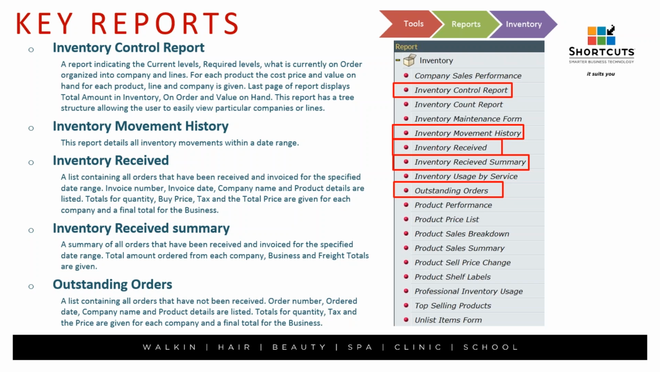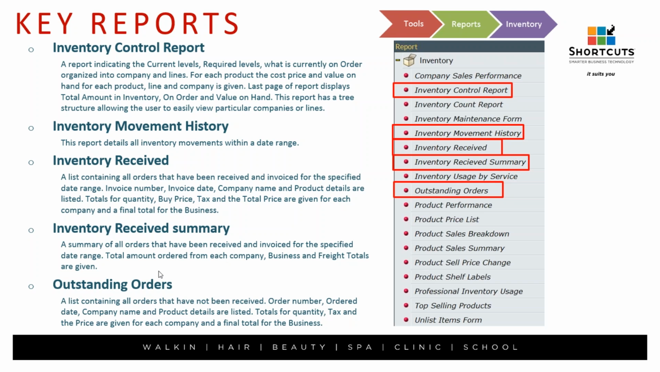The inventory movement history is a report that basically details all inventory movements within a specific date range. The inventory received: any orders that we place, we actually have a record of that received order as well, so you can look that up and it's detailed information about that order. You also have the inventory received summary, so you can see over a date range what did we spend and what is the summary of what we've ordered.